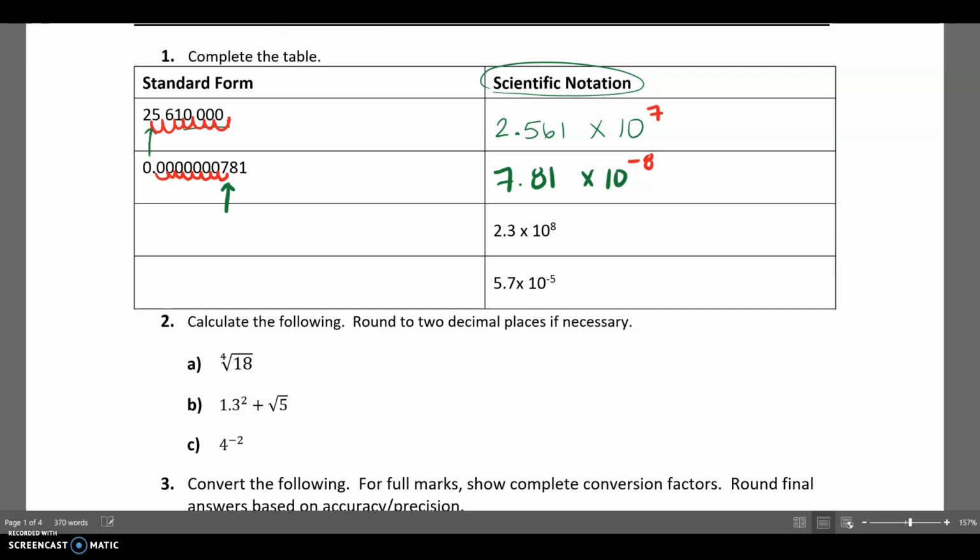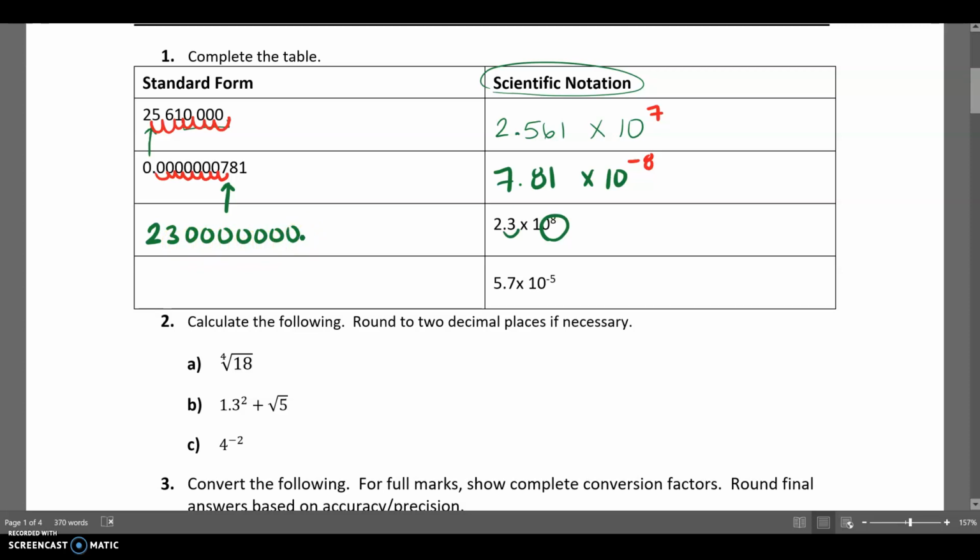Going the other way from scientific notation to standard form, I have my coefficient 2.3 times 10 to the power of 8. The positive exponent tells me this was a large number, so I'm going to be moving my decimal to the right 8 places. So 2, moving it past the 3 is 1 decimal place, and then 7 more, I'll add the zeros, 1, 2, 3, 4, 5, 6, 7. So total, I moved my decimal 8 times, 1, 2, 3, 4, 5, 6, 7, 8, to convert from scientific notation to standard form.